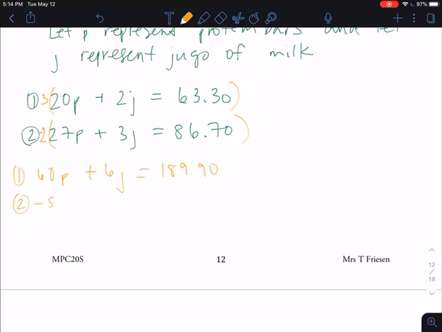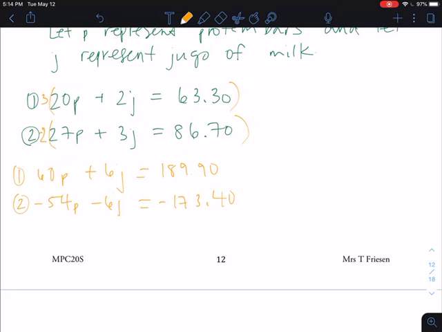That's fine. So now I have negative 54p when I multiply negative 2 times 27p, and then I get negative 6j, and then multiplying $86.70 by negative 2 gives me negative 173.40. It's a little bit messy. Classic.